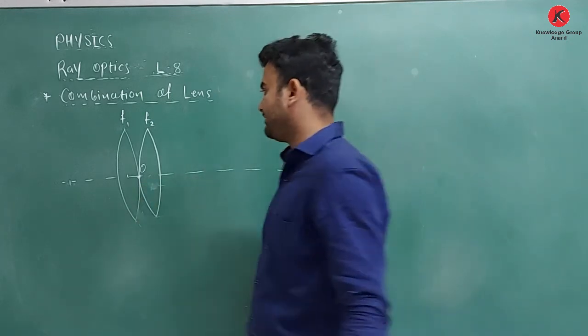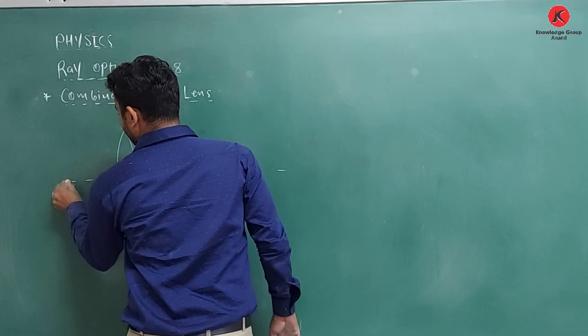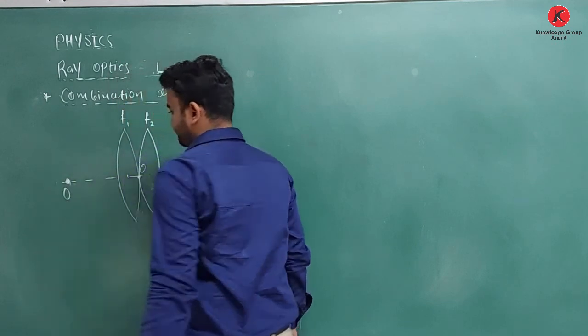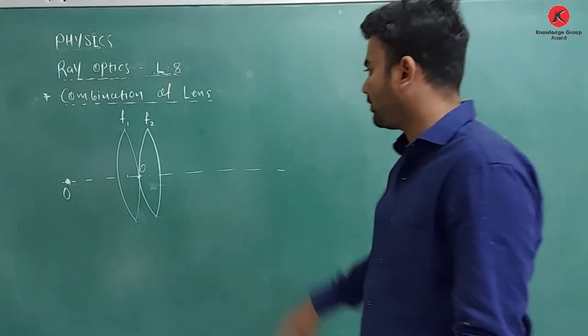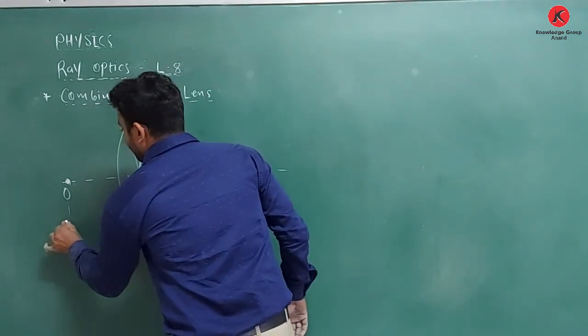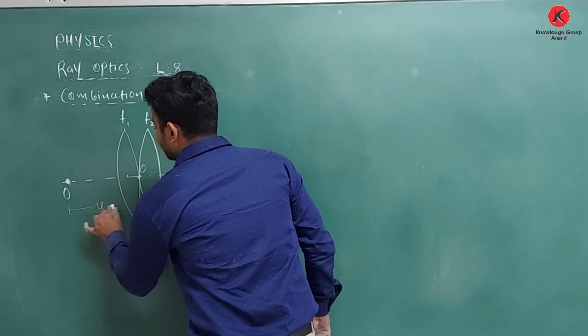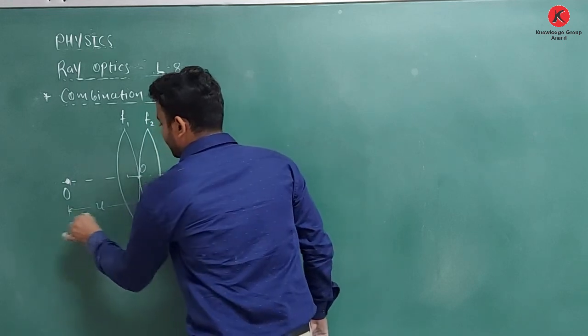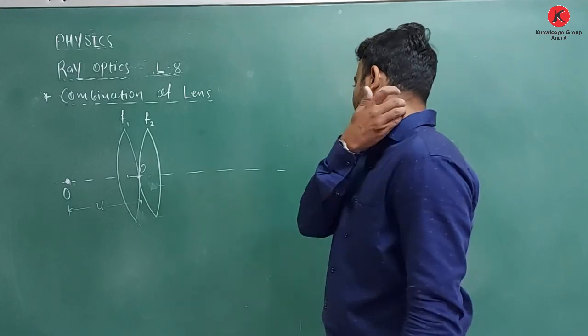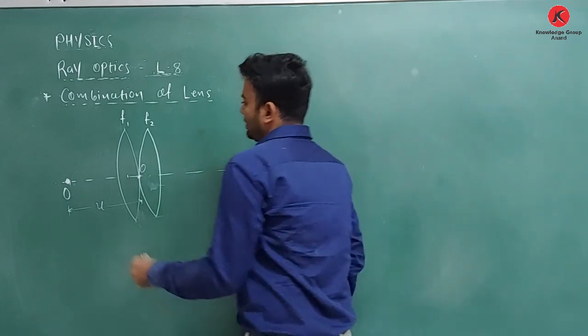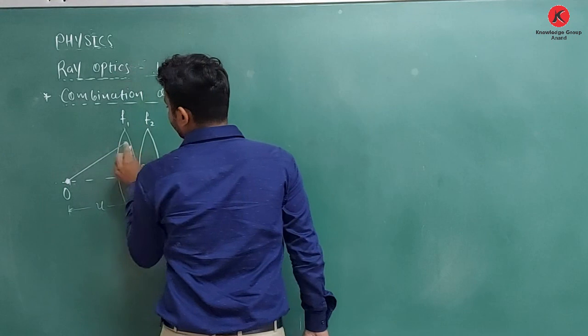Let's say I have an object over here. Let's say this is the object O. I want to find the image of O. First of all, let's say the object distance is U. Now, there will be one ray like this.